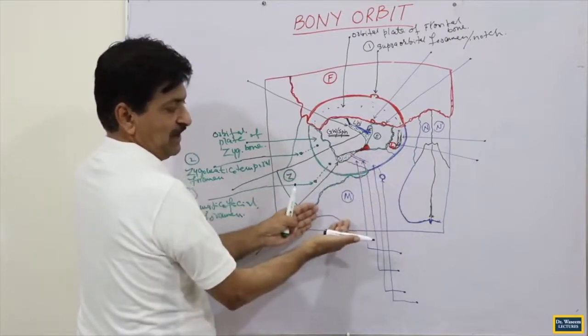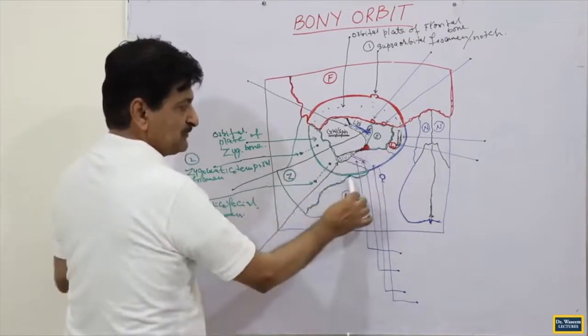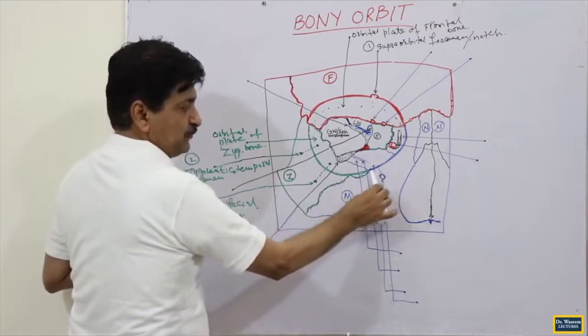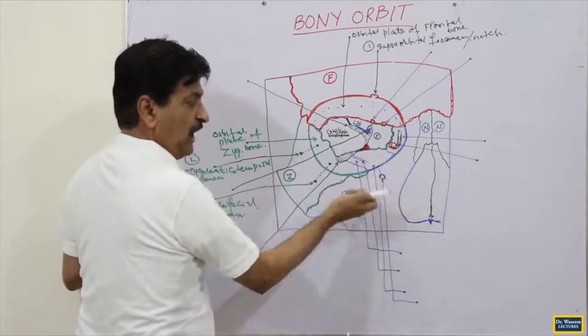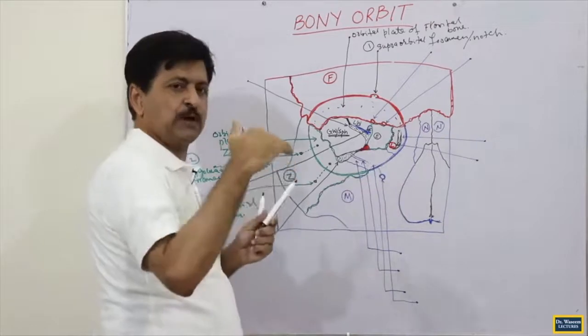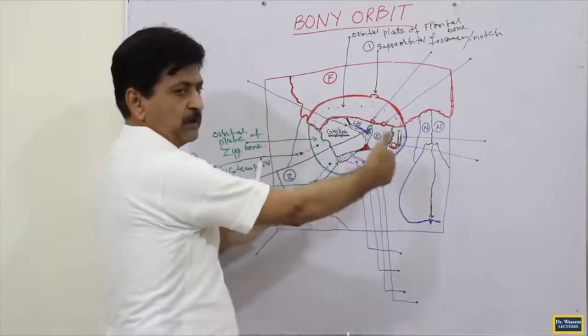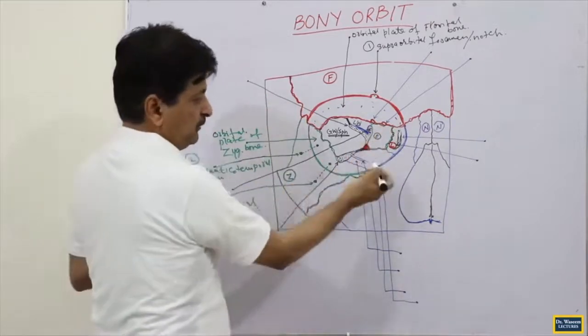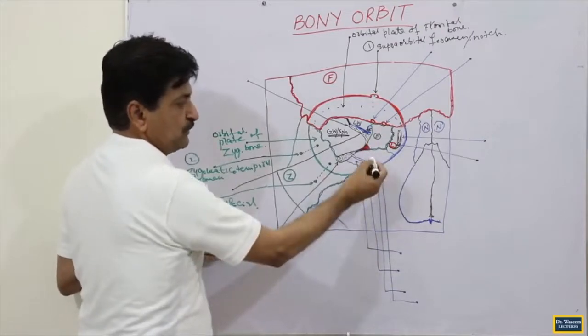This bone is called the maxilla. The maxilla forms the medial, I should say inferior, orbital margin also, and then bends inside to form the rest of the floor. Which part of the floor? The medial part of the floor. This is called the maxilla, and this part will be called what?